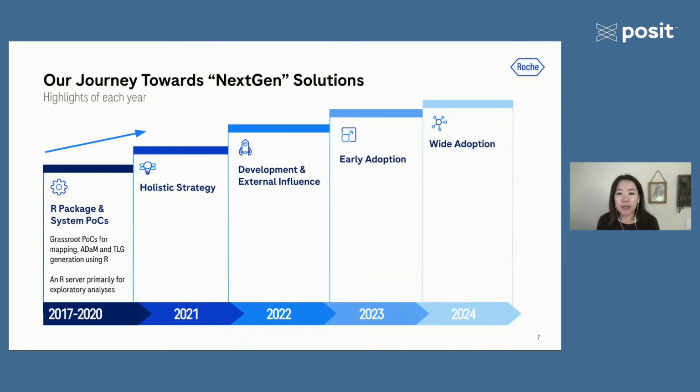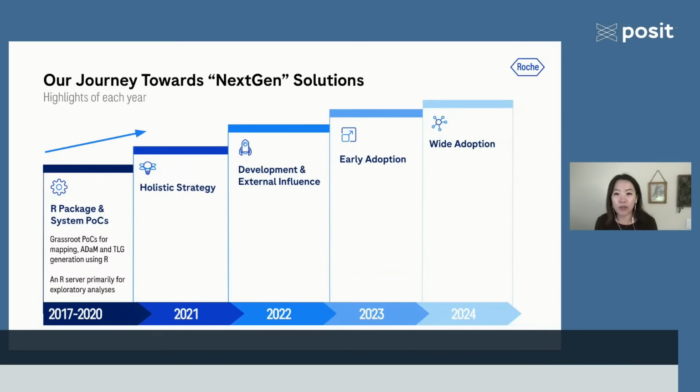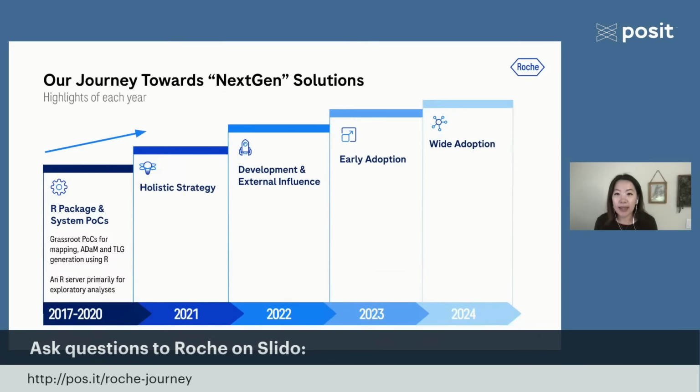And when I joined the company, that was the time that we started to collect more and more genomic data and image data. And for those exploratory analyses using genomic data and image data, R has been widely used as a default language. And at that time, internally, we had an R server being built, but primarily for those exploratory analyses.